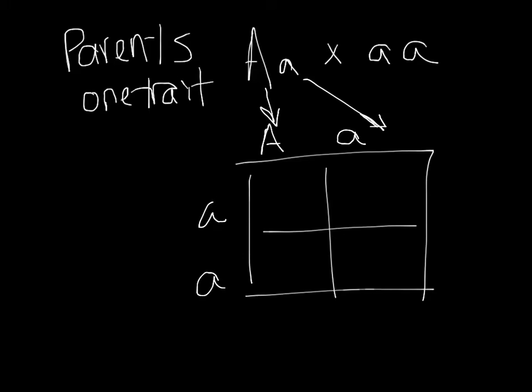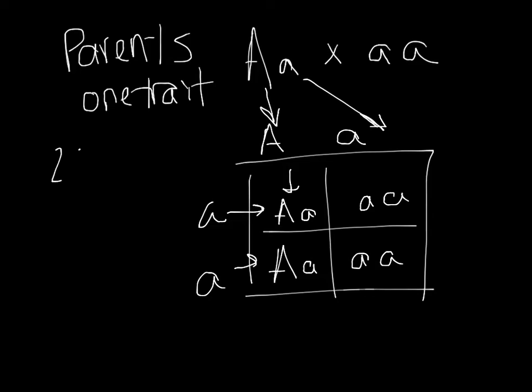So if we cross these, we'll put our gametes inside the Punnett square: big A, little a, little a, little a, big A, little a, little a, little a. So what does this mean? This means that for phenotype, we have 2 dominant, 2 recessive. In our genotypes, we have 2 big A, little a, and 2 little a, little a.